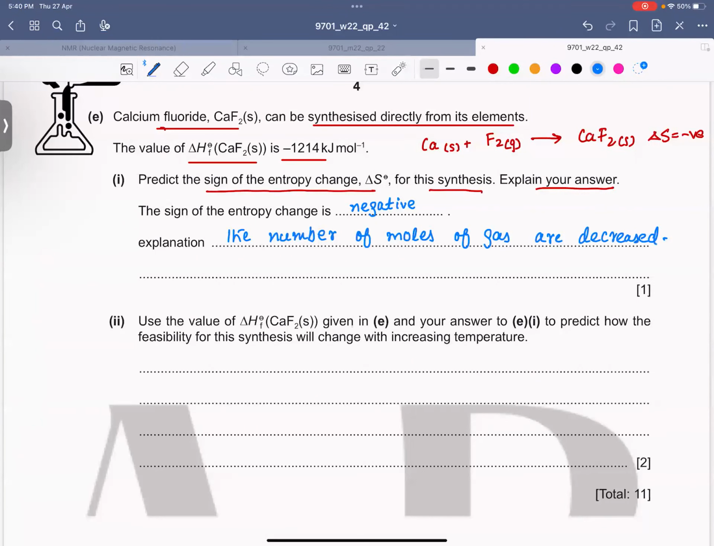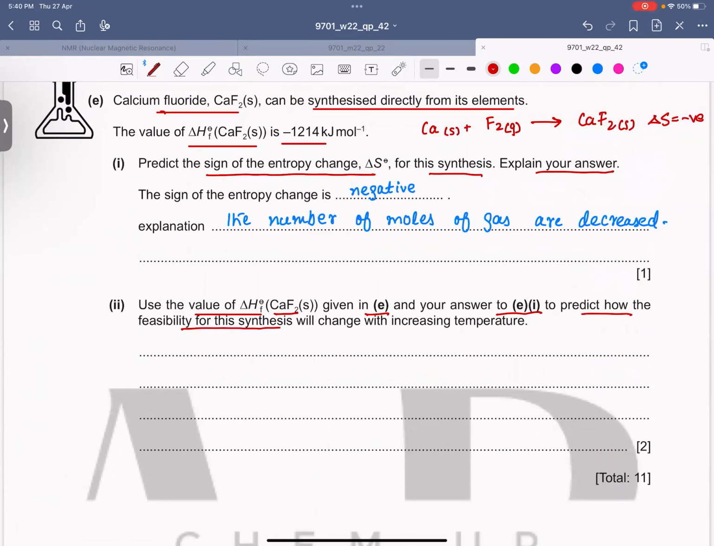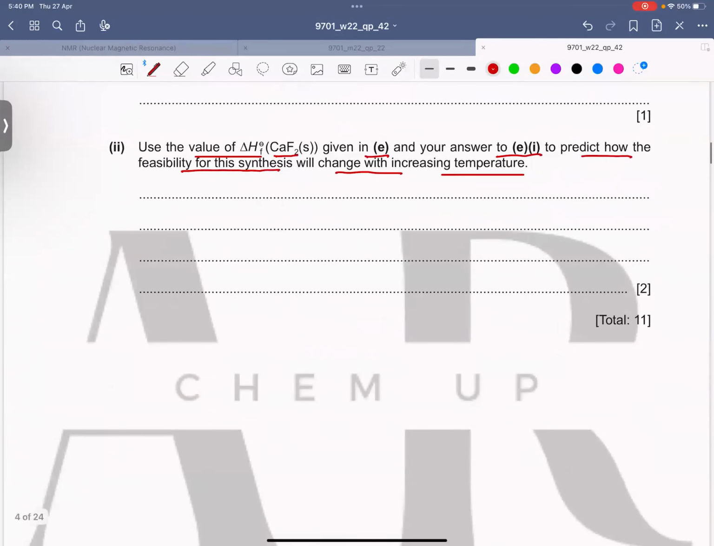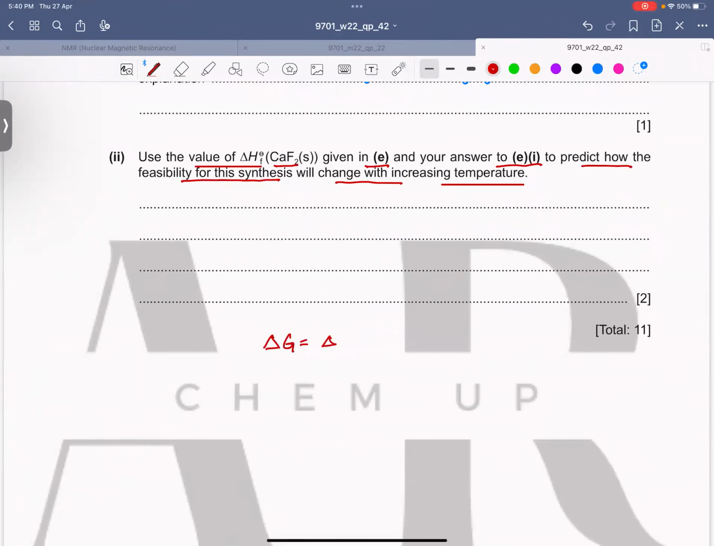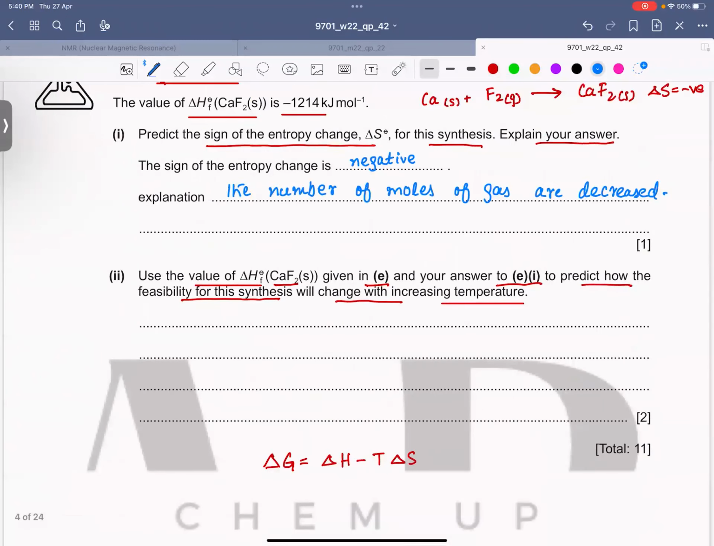Yes, sir. Okay. Now, use the value of delta H formation of calcium fluoride given in E and your answer to E1 to predict how the feasibility of this synthesis will change with increasing temperature. So for that you have to look at this expression that gives free energy change. Here delta H is a negative value. The entropy change is also a negative value. And what we are doing, we are increasing the temperature.